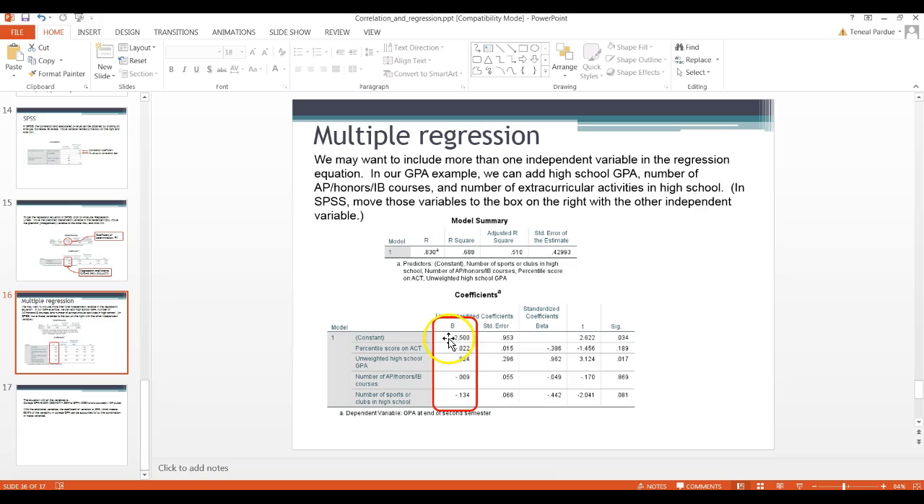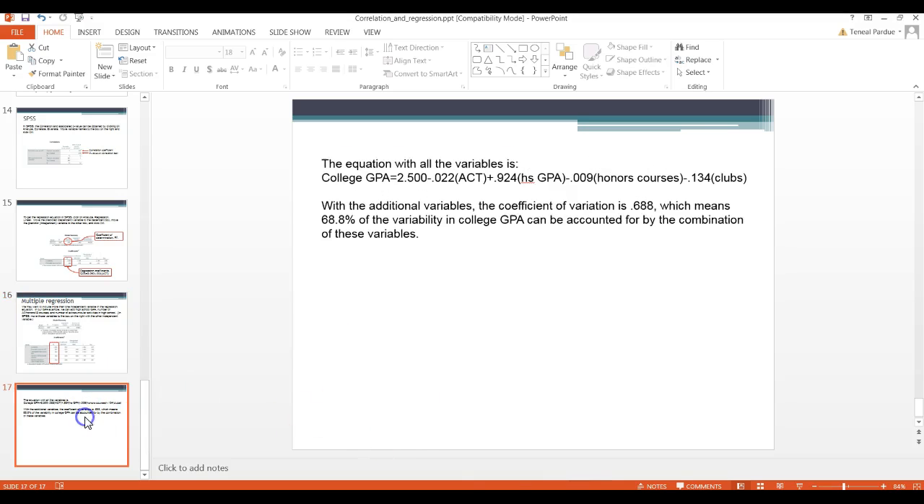And then for the regression equation, it's just going to be GPA equals the constant, which is 2.5, minus, because this sign is negative, minus 0.022 times somebody's percentile score on the ACT, plus 0.924 times their high school GPA, minus 0.009 times the number of honors courses they took, minus 0.134 times the number of sports or clubs they were in in high school. And that all is listed here. All right, so that's it on correlation and regression, and let me know if you have any questions.